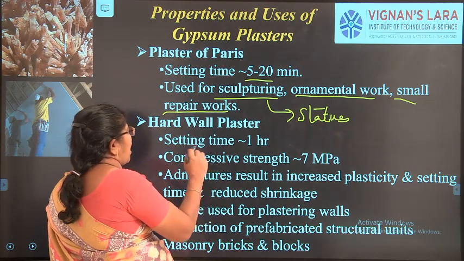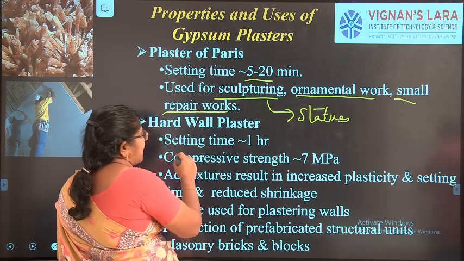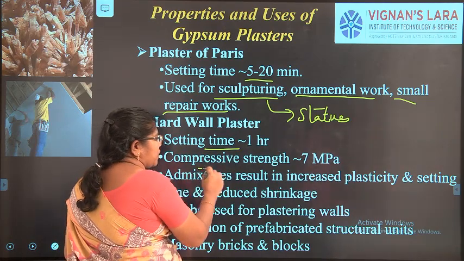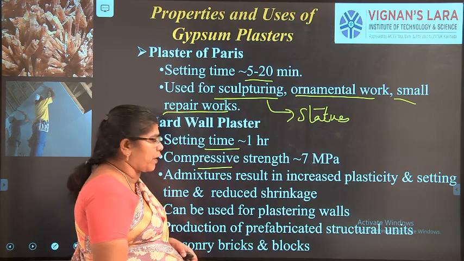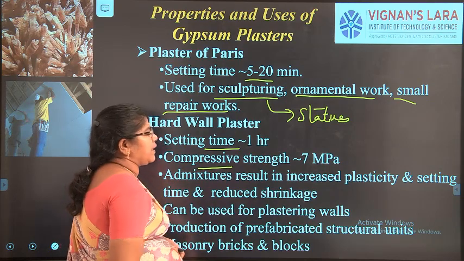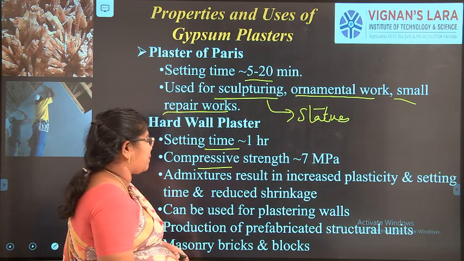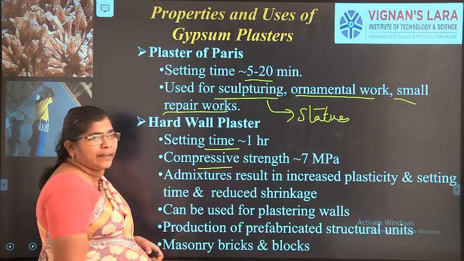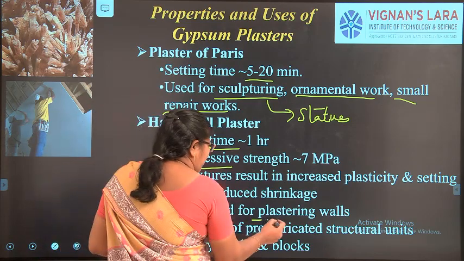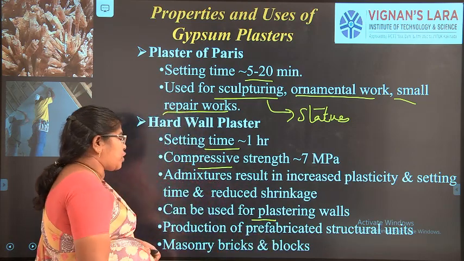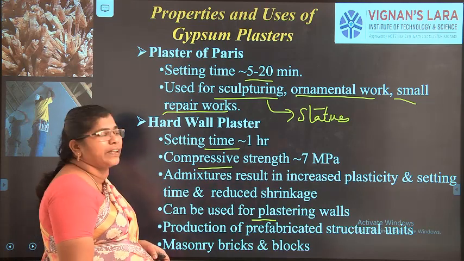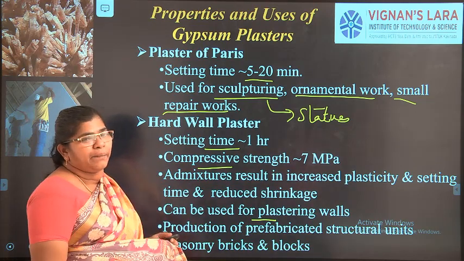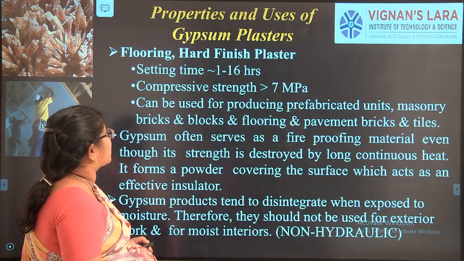The next one is hardwall plaster. The setting time is 1 hour. The compressive strength is 7 Newton per mm square. The admixtures result in increased plasticity and setting time and reduced shrinkage. It can be used in plastering works. It is produced as prefabricated structural units and is easy to fix, and it can replace bricks and blocks.